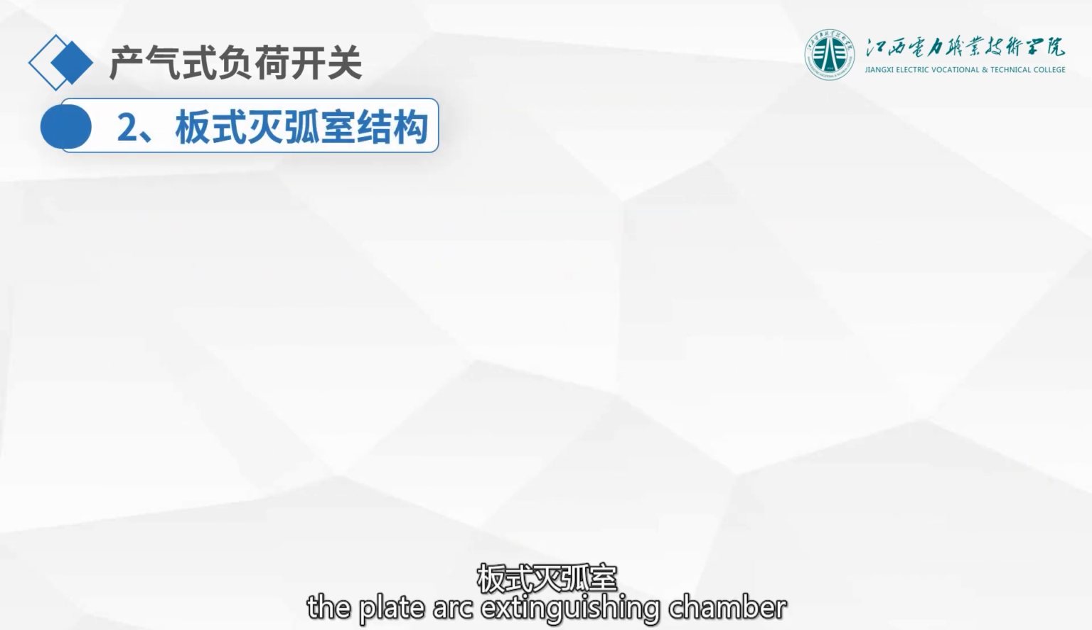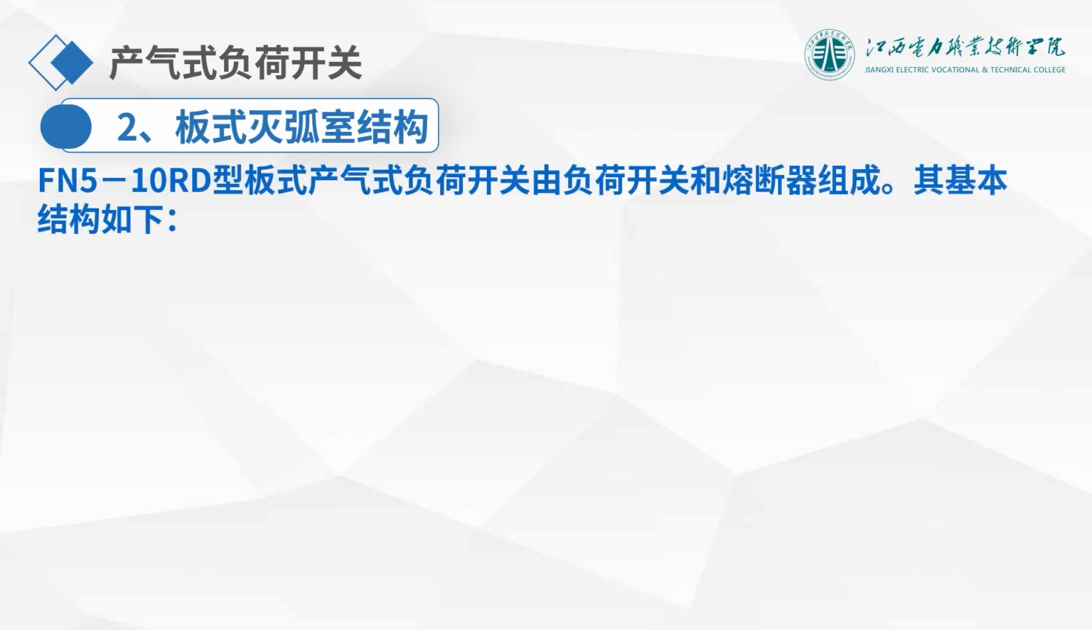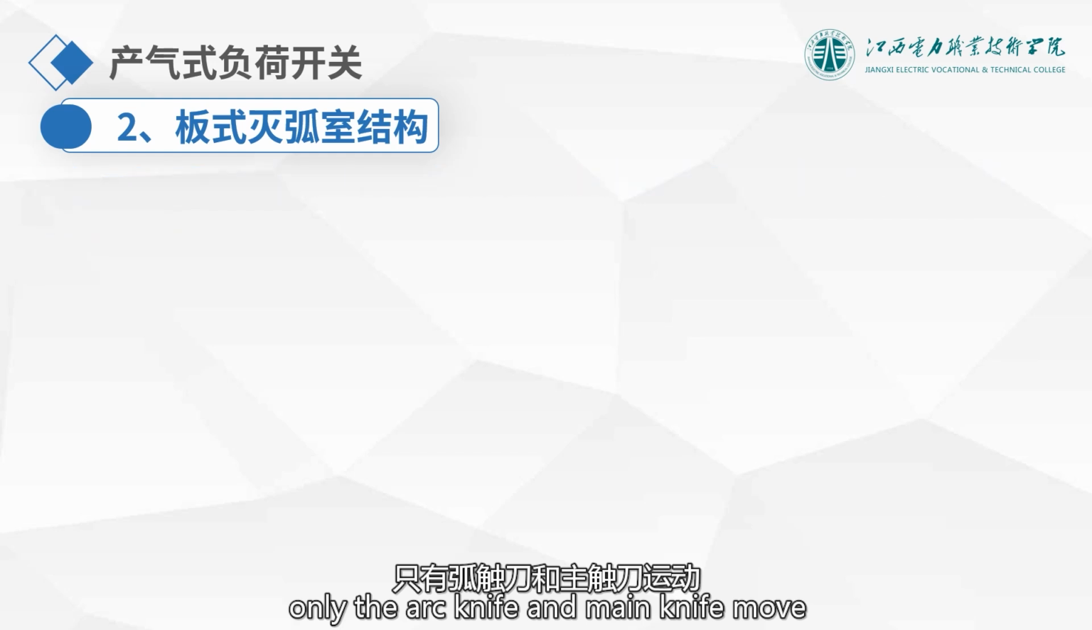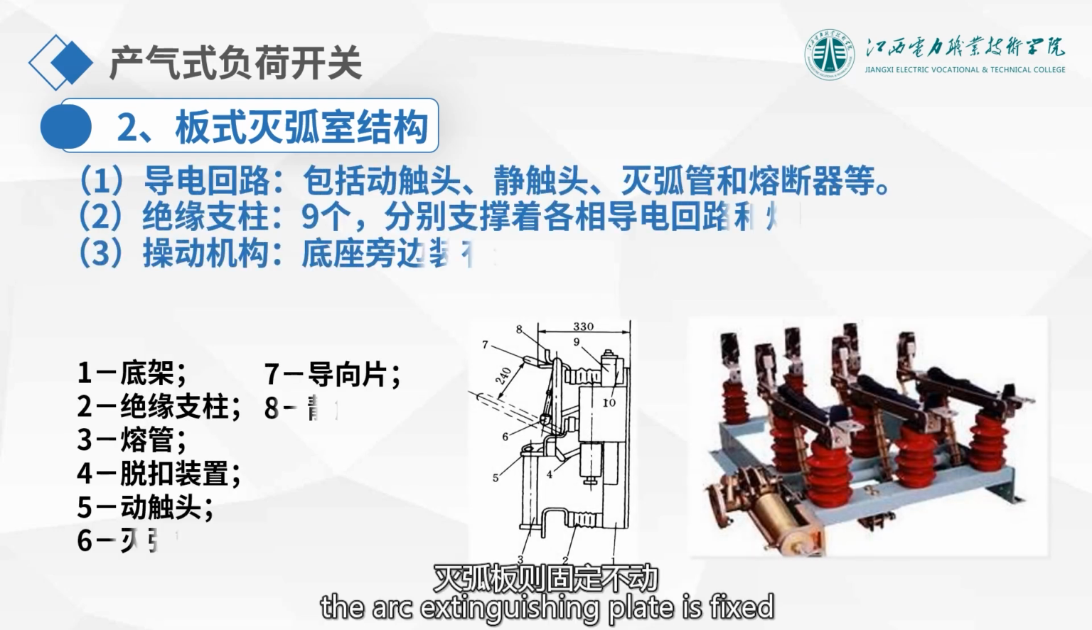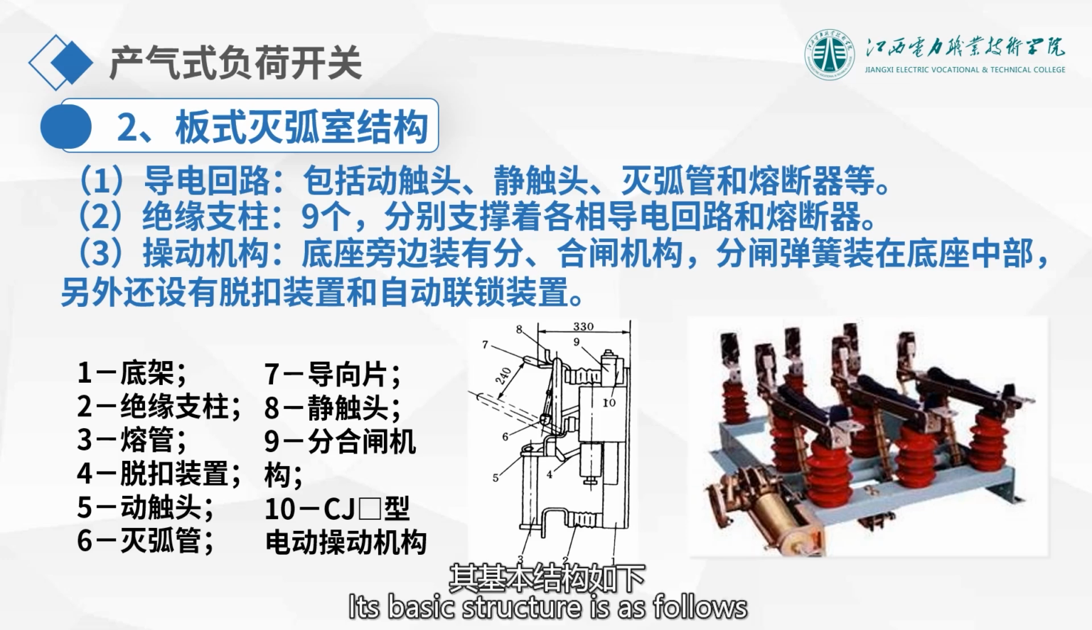Now let's look at the plate arc extinguishing chamber. Its characteristic is that only the arc knife and the main knife move. The arc extinguishing plate is fixed. As shown in the figure, it consists of a load switch and fuse. Its basic structure is as follows.